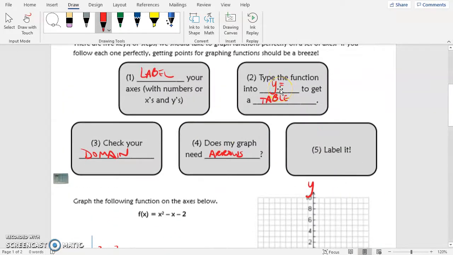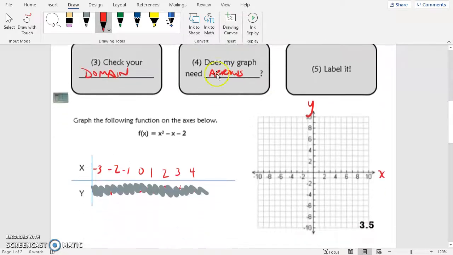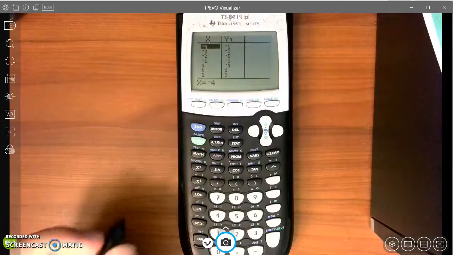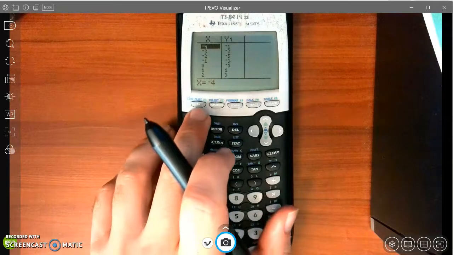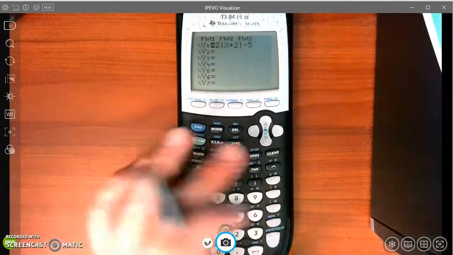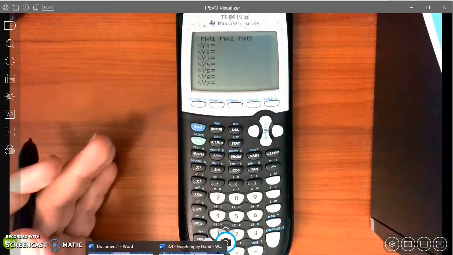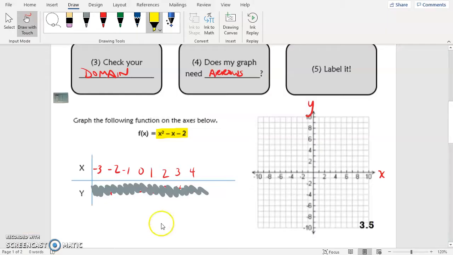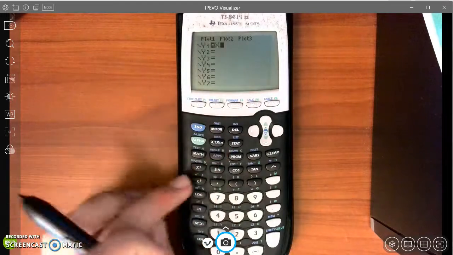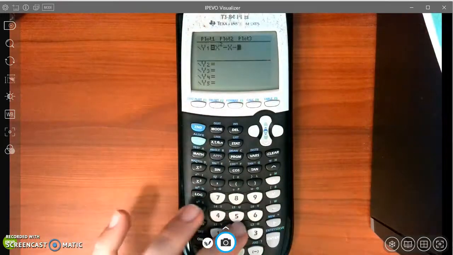Second, we need to type the function that we're asked to graph into y equals in our calculator. So for example, this function that we're asked to graph is x squared minus x minus 2. So in my calculator, I'm going to go to y equals. That's this button up on top. And I'll clear out whatever stuff is in there. And what I'm going to do is type in the function that I have. In this case, x squared minus x minus 2.